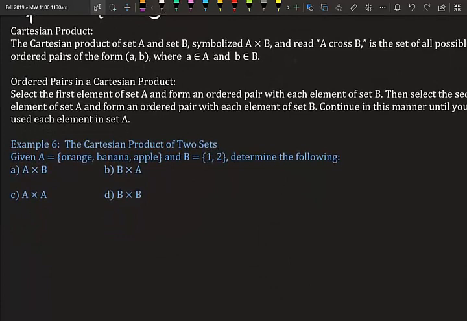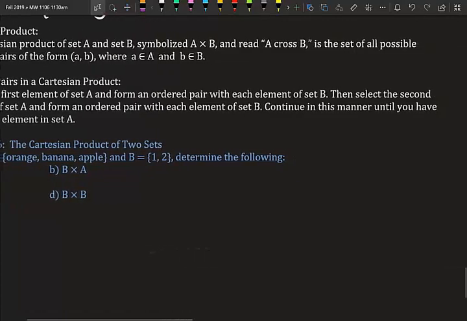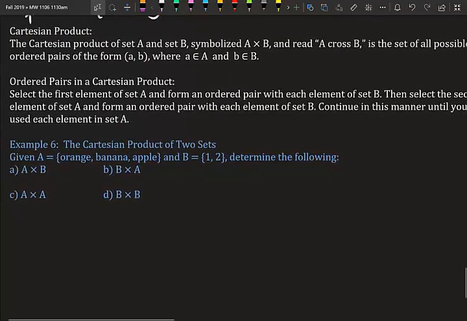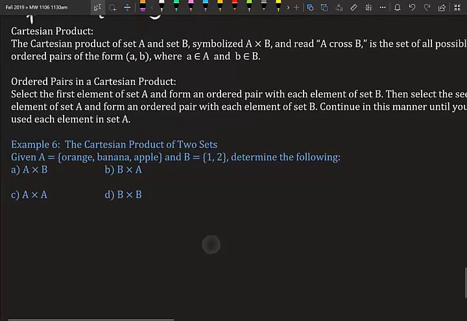Cartesian product. The Cartesian product of set A and B, symbolized A times B, is read A cross B. See how I got you there? Because we would have read that A times B, but it's actually called A cross B. It's the set of all possible ordered pairs in the form (a, b), where a is an element of set A and b is an element of set B. Select the first element of set A and form an ordered pair with each element of set B. Then select the second element of set A and form an ordered pair with each element of set B. Continue in this manner until you have used each element in set A.